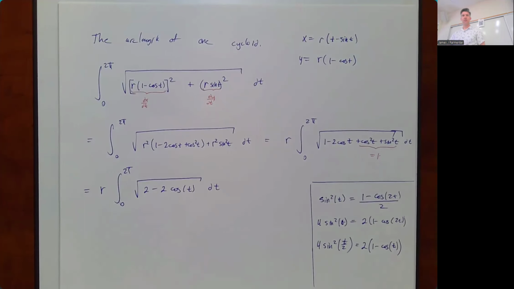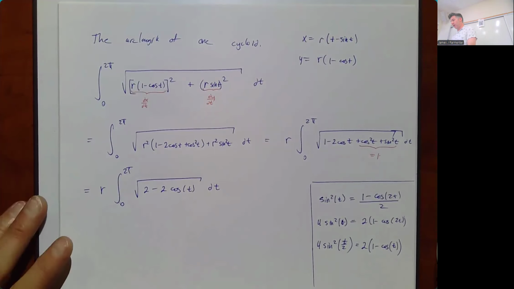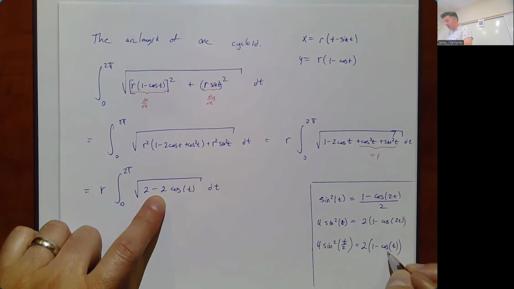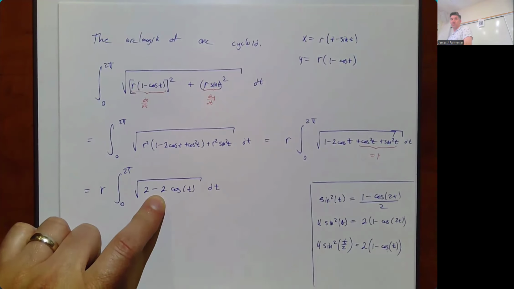Oh, look. I will fully admit, this is not something I would have known to do right away when I first saw this. This definitely comes from the experience of seeing this trig identity over and over again. When you see a 1 minus cosine or 1 plus cosine in a square root, this is often the route we go. So we can say that 2 minus 2 cosine, which is what we have inside the square root, is equal to 4 sine squared of t over 2.